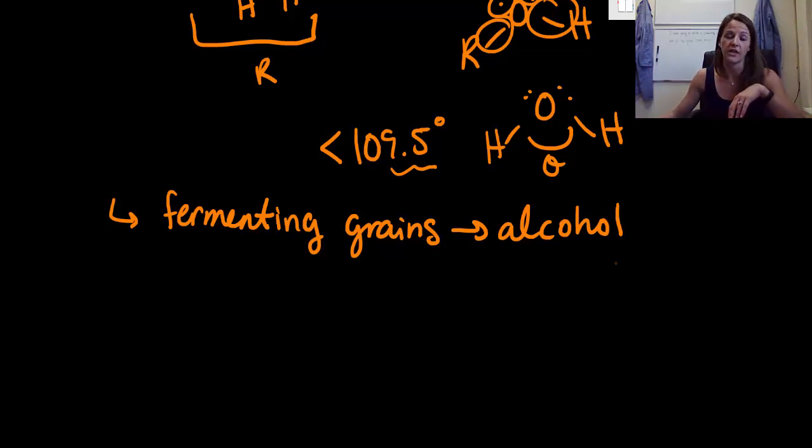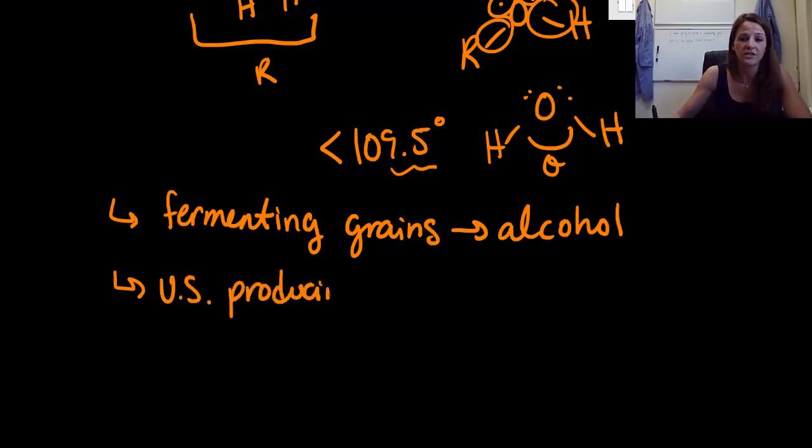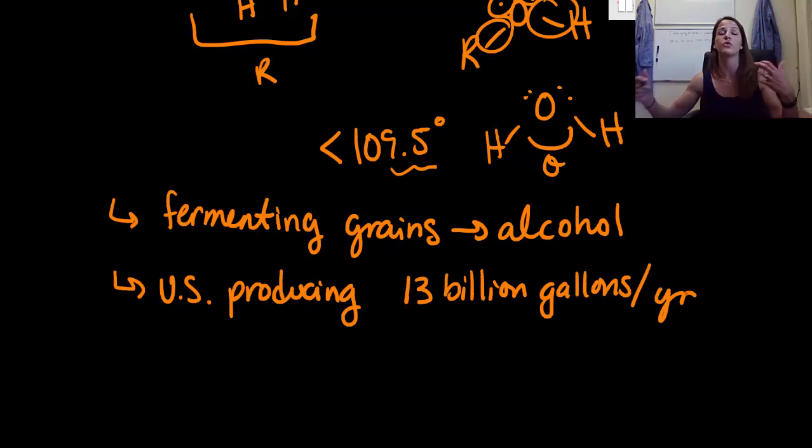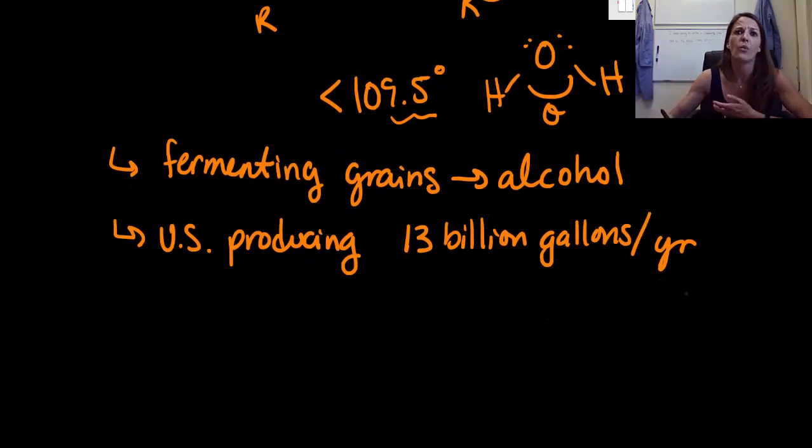We're not going to go into that in this course. But right now, in 2015, the US is producing about, and again, this is an estimate, about 13 billion gallons of ethanol per year. So we're really starting to embrace this and creating more and more ethanol. So now, why are we doing this?